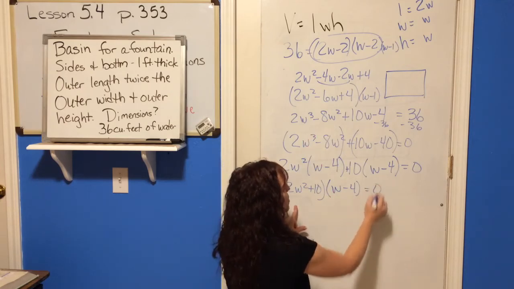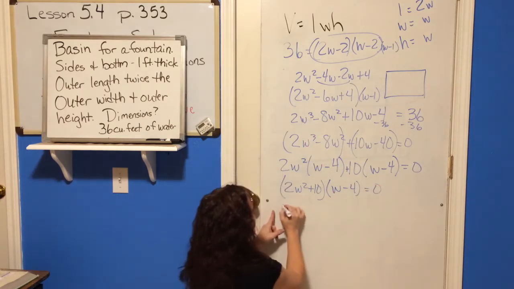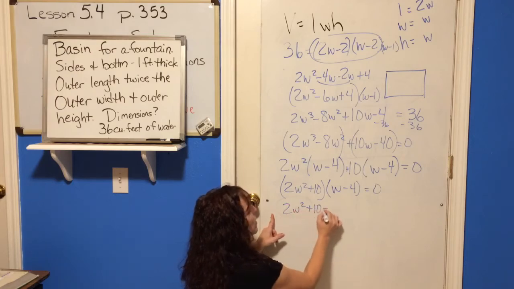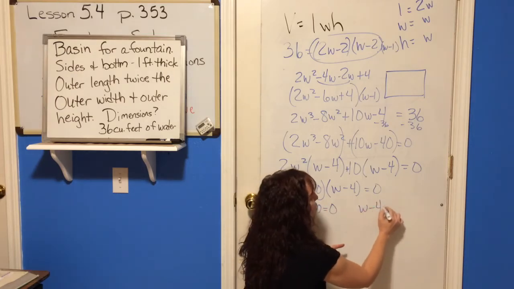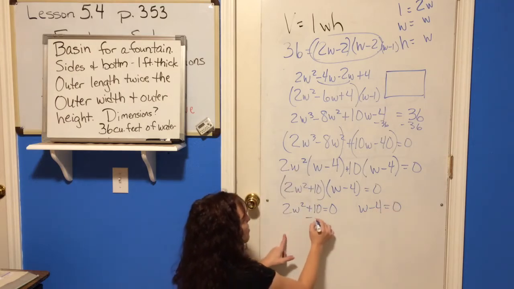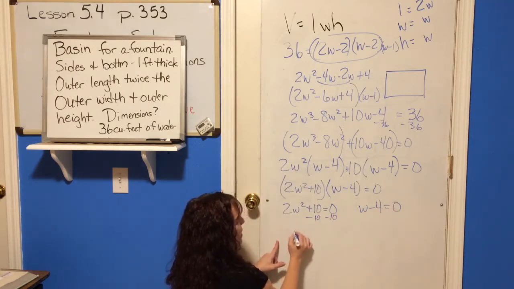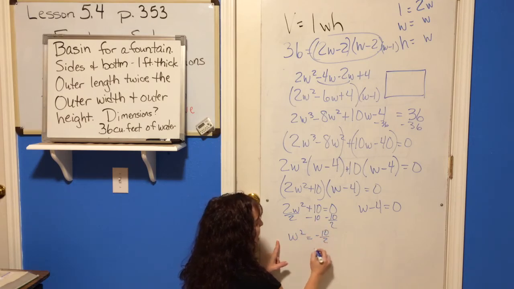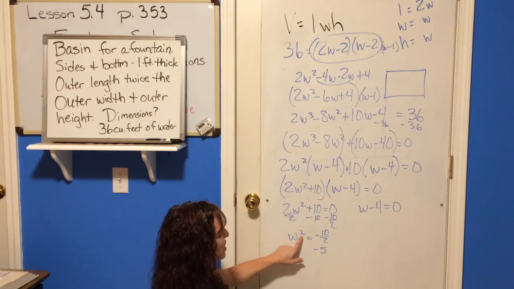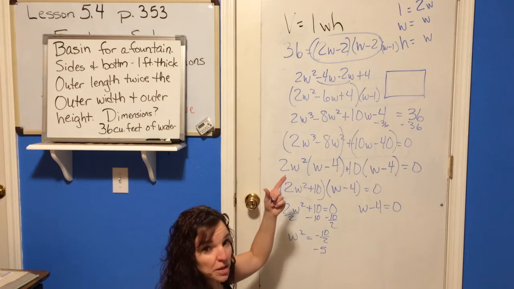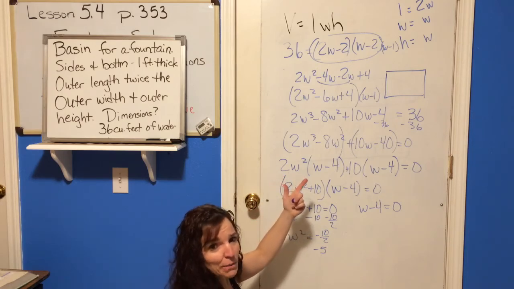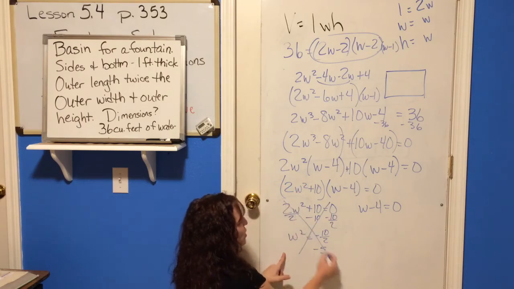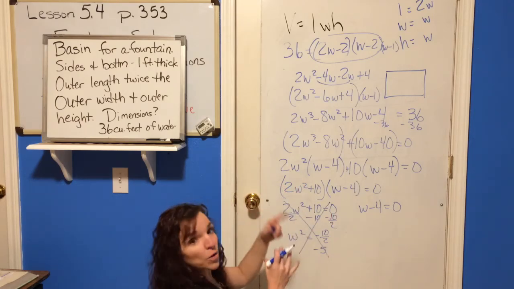So here we go. This equals 0. So we've got this one equal to 0. 2w squared plus 10 might be equal to 0. W minus 4 might be equal to 0. So solve: minus 10 and divide by 2. So w squared equals negative 10 halves, which is negative 5. And if we take the square root of a negative 5, we're going to have an imaginary number. So in this case, can we have an imaginary number? Not when you're building a basin. You don't want anything imaginary about that. So this is not going to be a plausible solution to our problem.